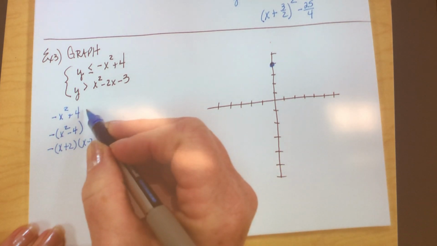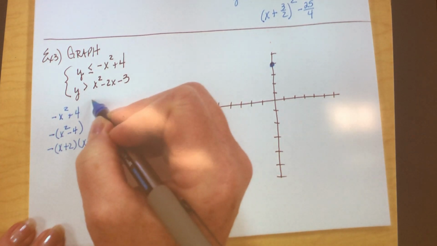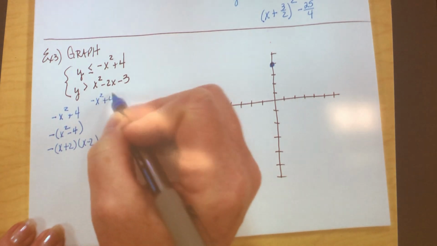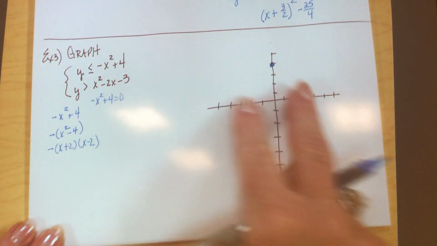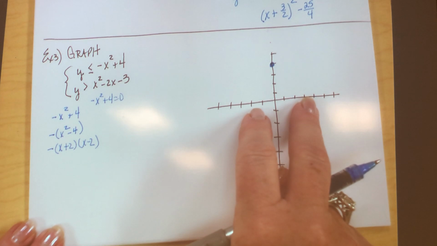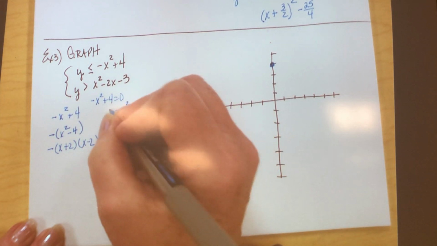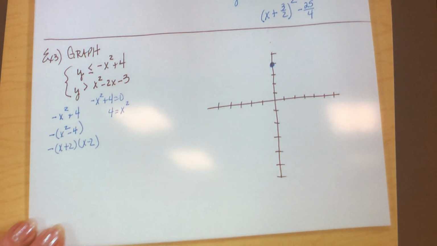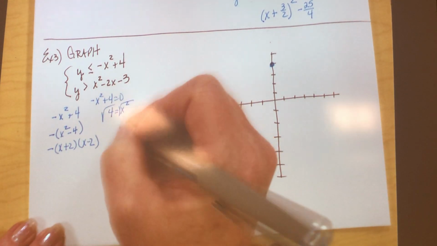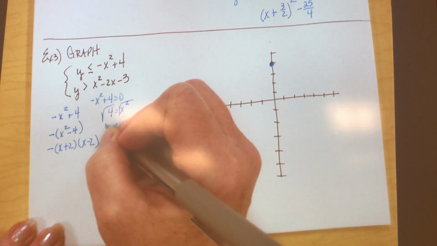Another thing you could have done is say negative x squared plus 4 equals 0. I'm just looking for my x-intercepts, okay? And you could have added this x squared to both sides. And now what would I do? Square root. So x is equal to? What kind of 2?